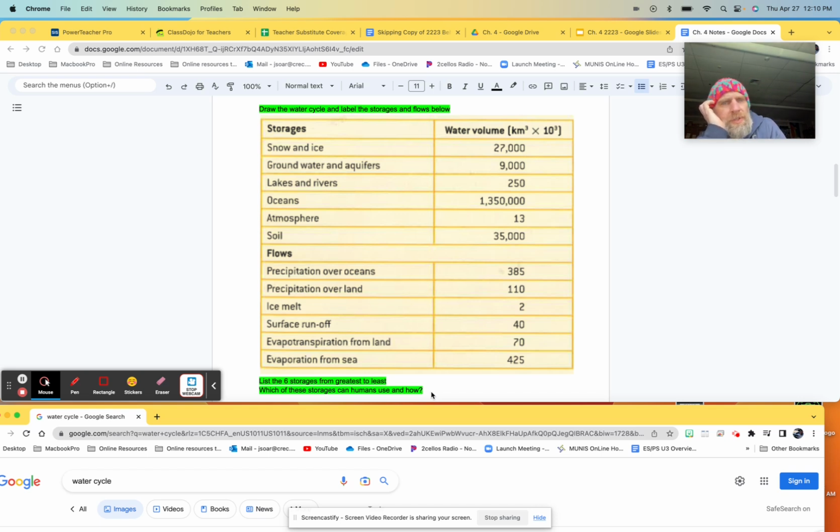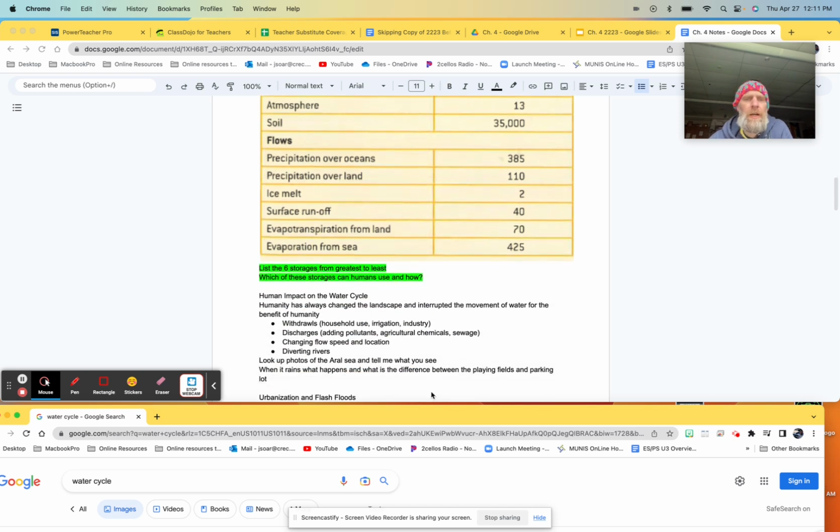Storages we can use are groundwater and aquifers. We use them to irrigate plants and for irrigation. Lakes and rivers we use for energy, also to control floods. And that's pretty much what we have. So, all right.